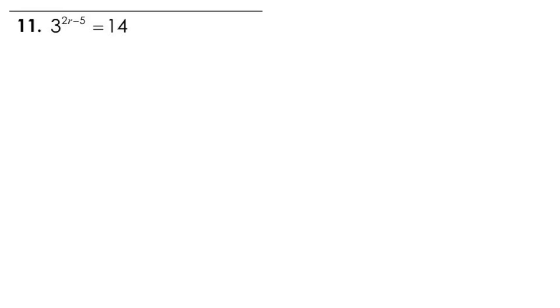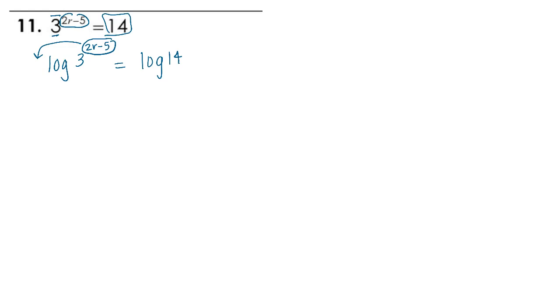Now, this one is different from the previous ones because there's no way to rewrite 14 to some power and get 3. It's not going to happen where we could rewrite the others. So this is where we had to take the log of both sides so that we can move this down to the front. So we're going to say log 3 raised to the 2r minus 5 equals log 14. And then we're going to take all of this and move it down to the front.